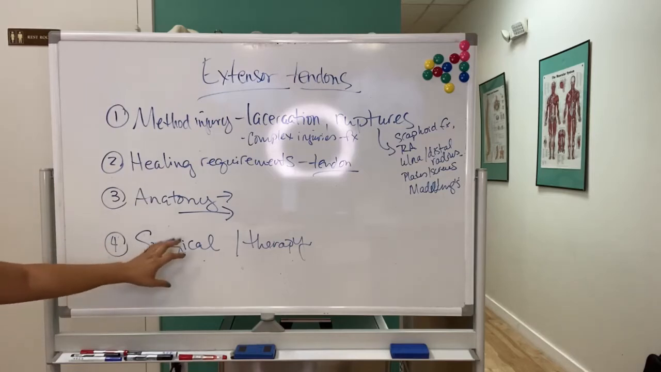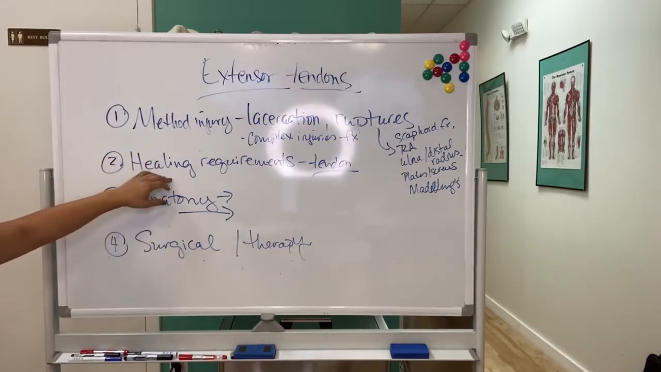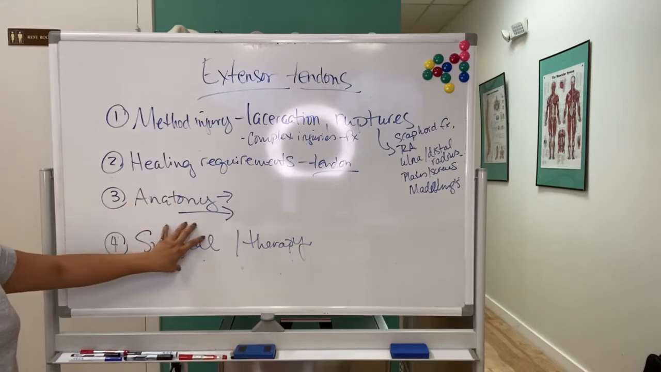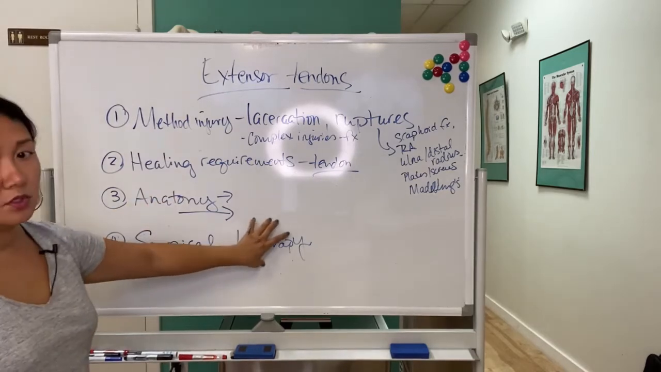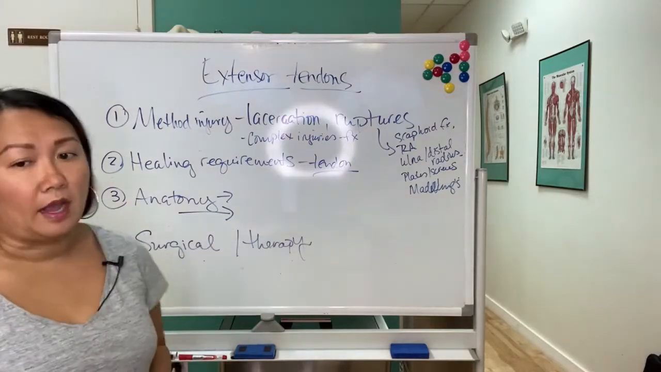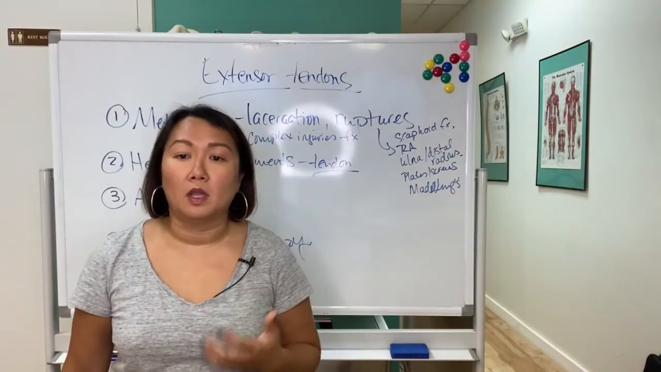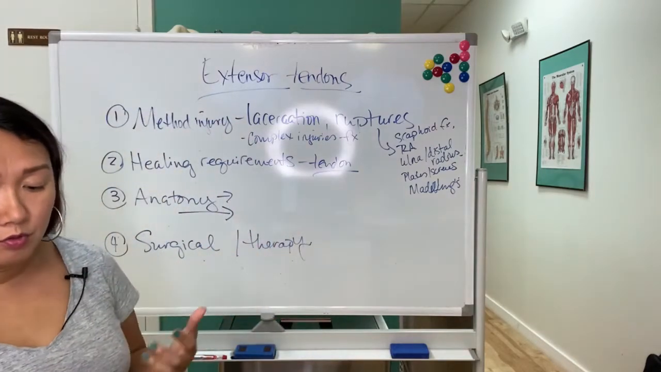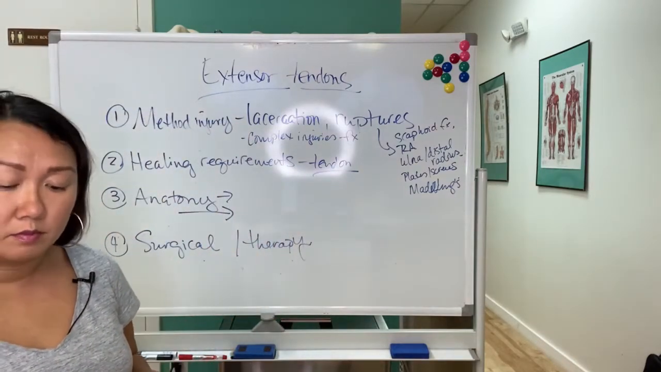So if you know how it got injured, and you know how tendons heal, and you know the anatomy, then surgically you'll know what needs to be done, and then therapy. So the surgery and the therapy is actually pretty much about applied knowledge, right? You're going to take what you know and work through these particular problems, right?